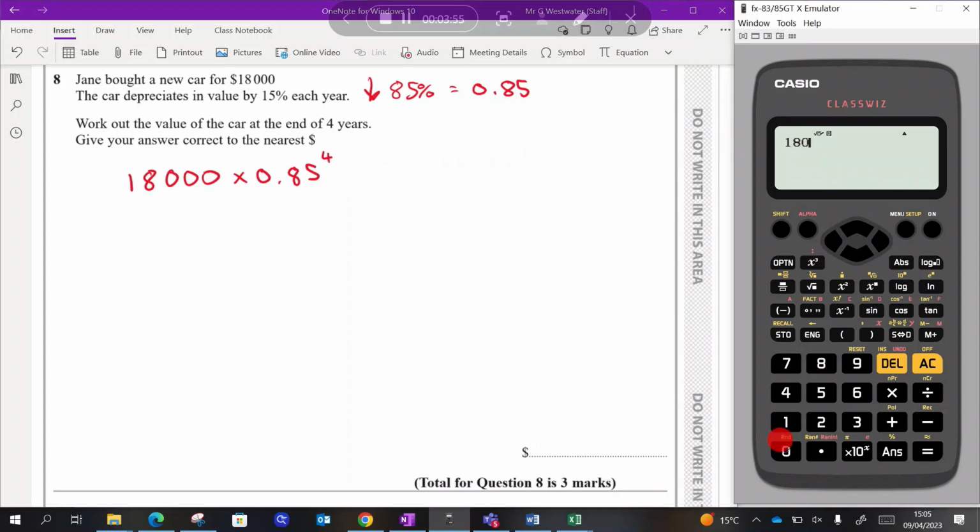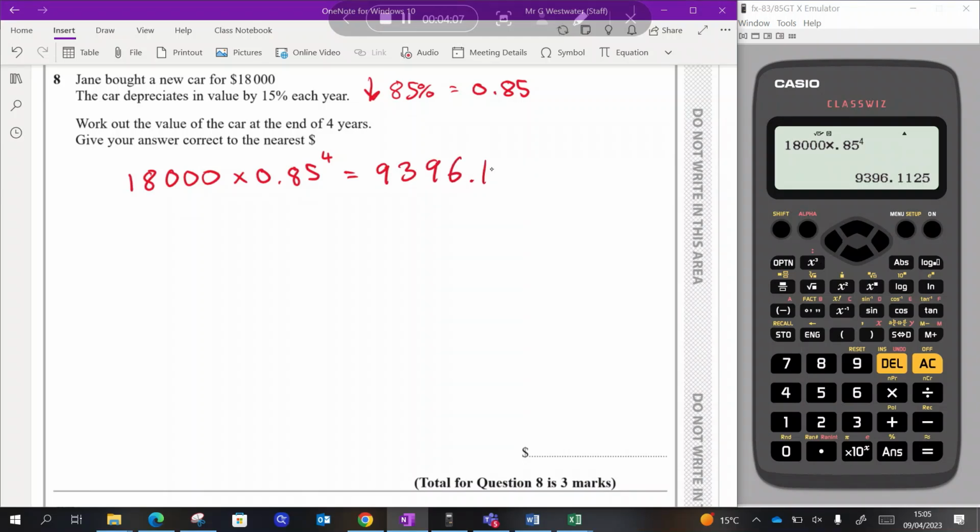So 18,000 times 0.85 to the power 4. And we get 9396.1125. This says give your answer correct to the nearest dollar, so this will be 9396.